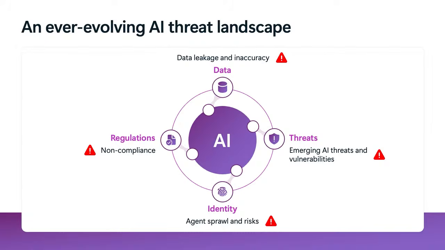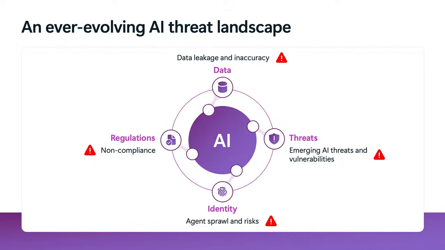We're now operating in an ever-evolving AI threat landscape where organizations must contend with 4 critical risk areas: data, threats, identity, and regulations. Data, of course, is at the core of AI. AI even generates a lot of AI data itself, and it requires a lot of data to train. With greater data comes greater risk. AI systems can leak sensitive data, make decisions based on inaccurate and poisoned inputs.